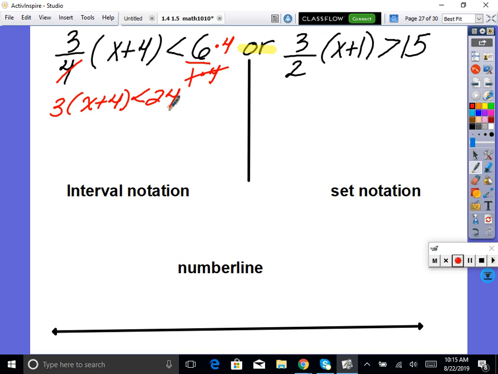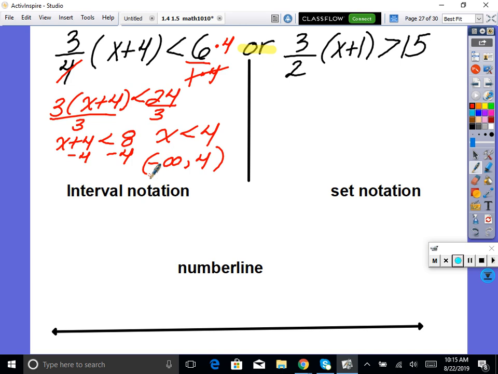Now, I personally would divide by 3, but that's just me. Could I distribute the 3? Yes, right? I'm going to just divide by 3. Divide by 3. X plus 4 is less than 8. Subtract 4. X value is less than 4. So that would be negative infinity up to 4 parentheses.